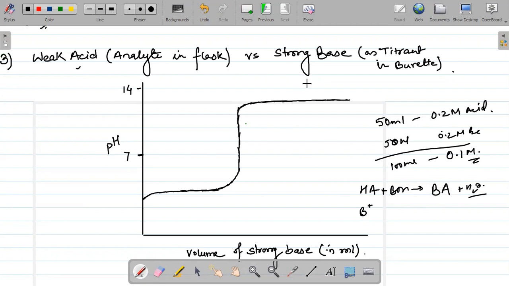Sorry, the base will not hydrolyze because it is part of a strong base. The acid, which is a weak acid, is something which is going to get hydrolyzed. So A minus will hydrolyze with H2O, giving us HA plus OH minus. This is how it is going to hydrolyze. So this shows that when all HA has got converted into BA after reaction with BOH, the solution will have basic nature.